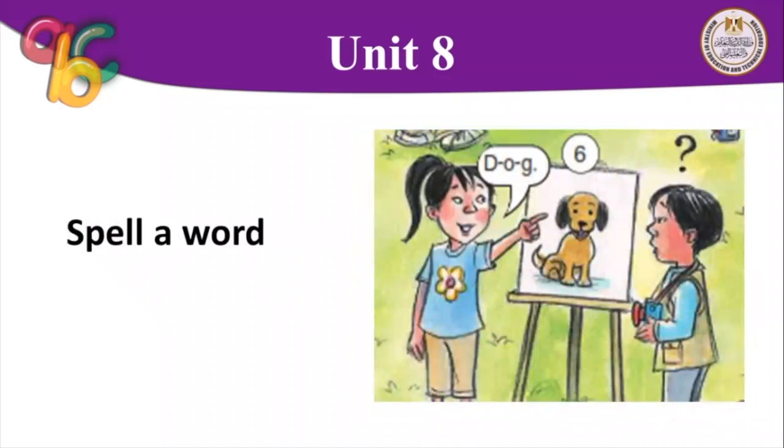Spell a word. Spell يعني يتهجى بالضبط. Spell a word. In KG, they start to learn how to spell very short and simple words, like in the picture for example. Dog, D-O-G. So this is spelling a word.